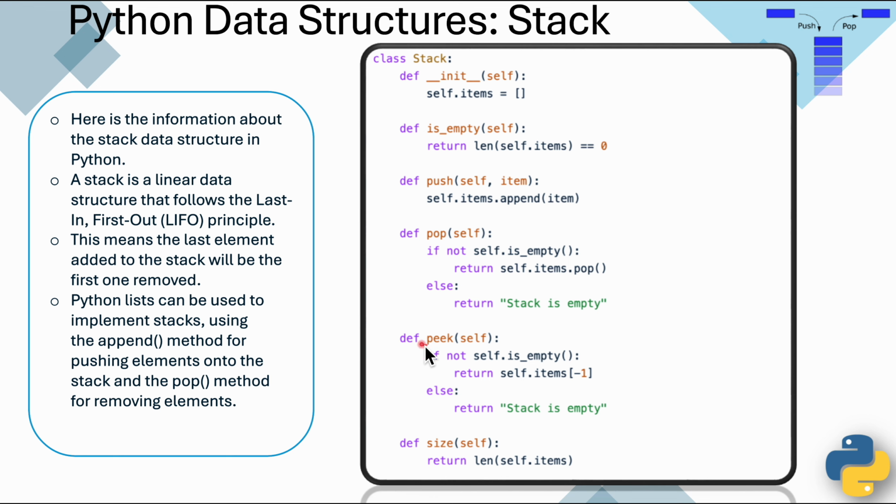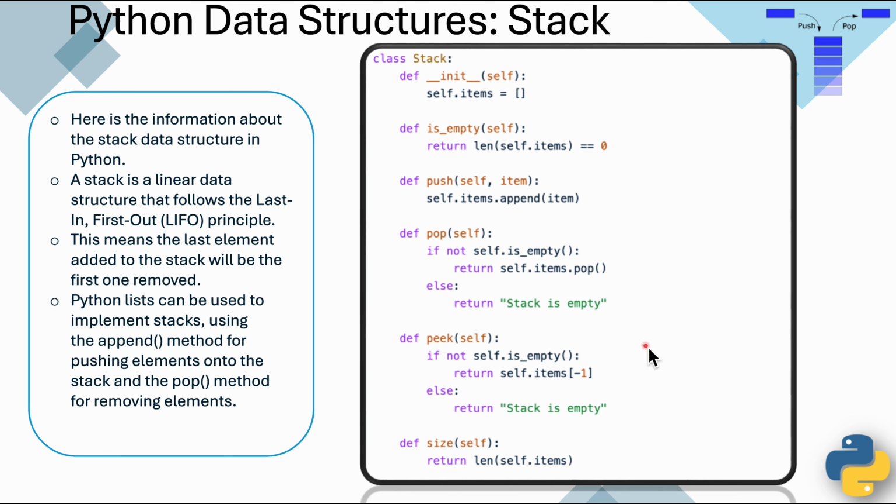If it is already empty, then it will return the message stack is empty. And peek or top means you take the list and the last element, the first element in the reverse order. So items of -1 will return the latest pushed element. If it is empty, then you don't have a stack there, so you return the message stack is empty. Size means length of self dot items.